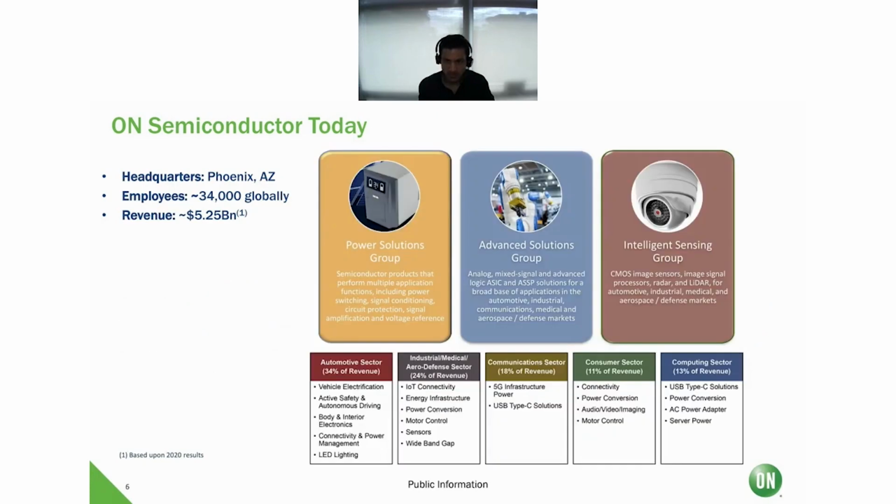We are part of the intelligent sensing group. So Semiconductor has solutions for LiDAR in addition to radar and CMOS image sensors for cameras. And across our broader business groups with our Power Solutions Group and Advanced Solutions Group, Automotive represents 34% of the revenue of the company globally.